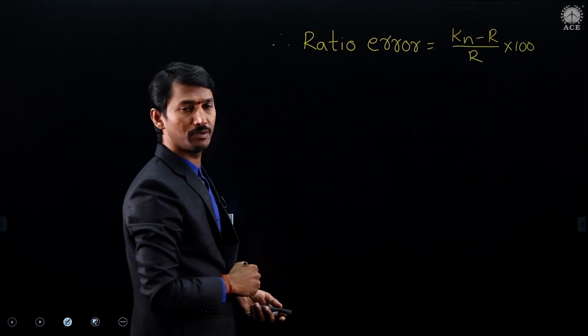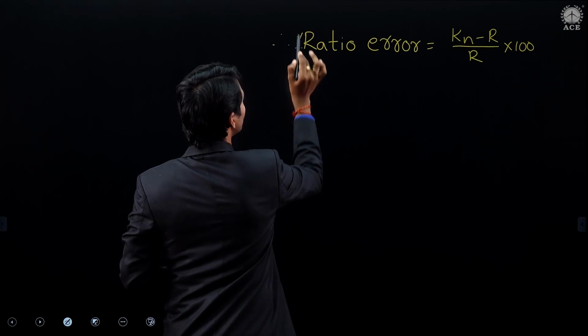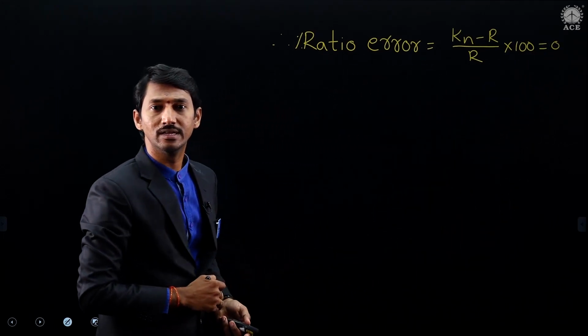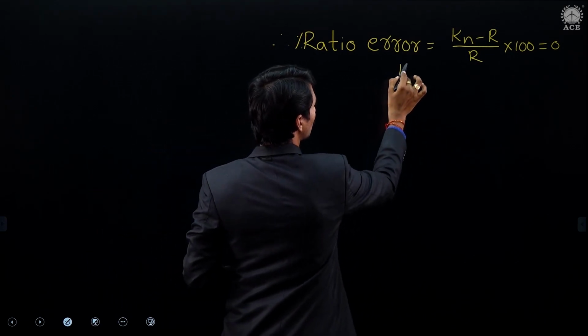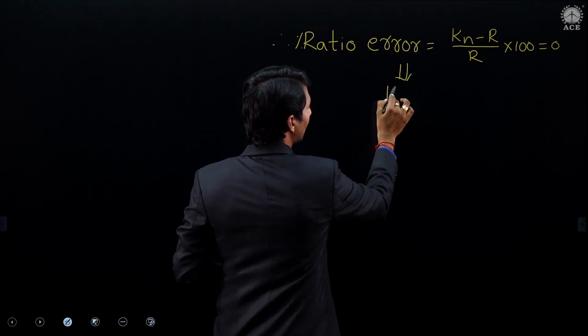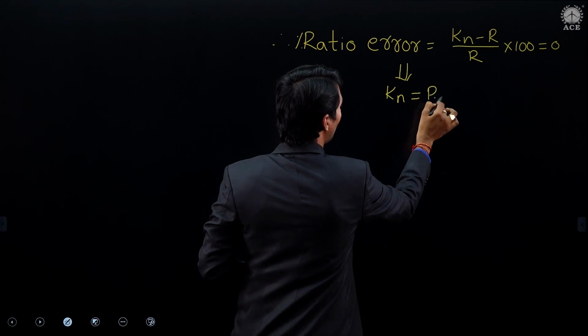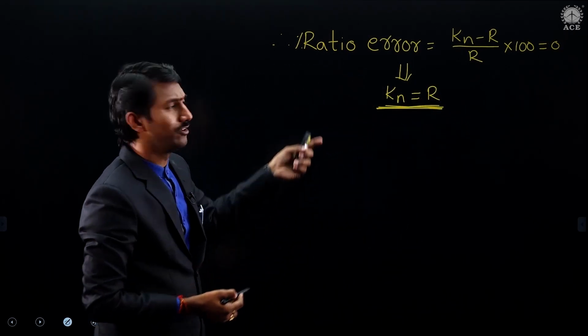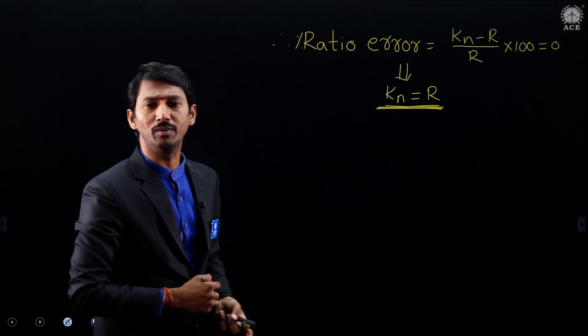According to the given question, what is the ratio error? 0. What does this lead to? Kn is equal to R. This is the value: R is equal to Kn. Why? If both are the same, then only the ratio error will be 0.